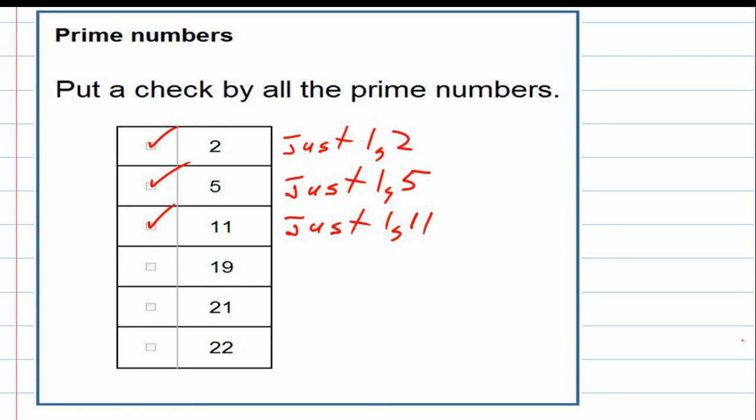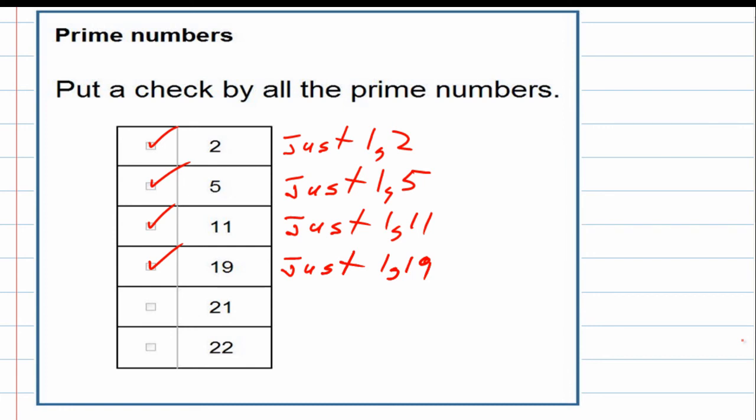I try other numbers other than 1 and 19, but none of the other numbers, 3, 4, 5, 6, 7, any numbers between 1 and 19, as I try them, I see they don't divide evenly either. So just 1 and 19. That's also prime. So the next one, though, 21, this one I think I've got.